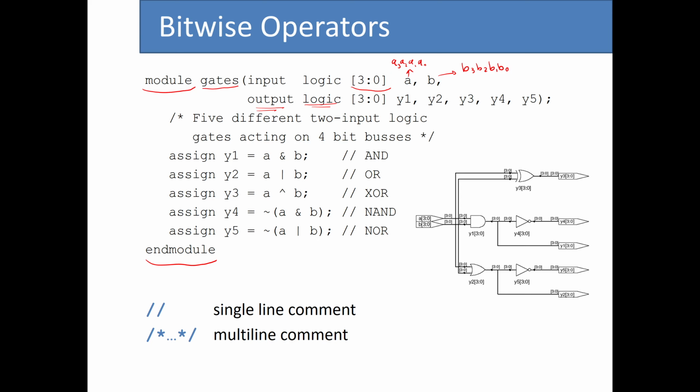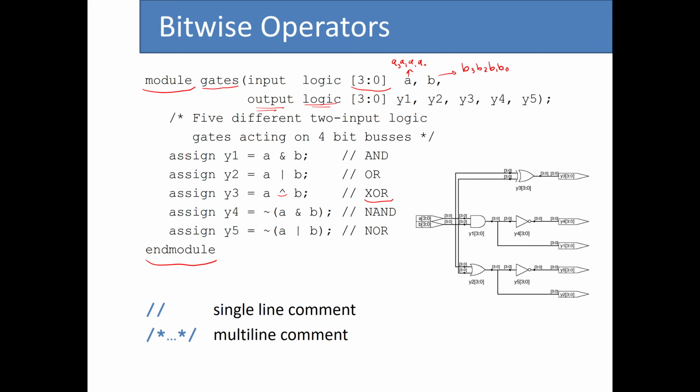Now for this function, I want to create 5 different functionalities. I want y1 to be the AND of A and B. I want y2 to be the OR of A and B. These 2 symbols you have already seen before. I want y3 to be the XOR of A and B. This is the new symbol. It is either called the caret or the exponent, right? This signifies that the operation is XOR. So this is the symbol for the XOR operator. I want y4 to be the NAND of A and B, and I want y5 to be the NOR of A and B.